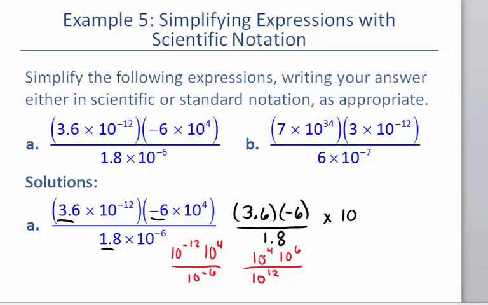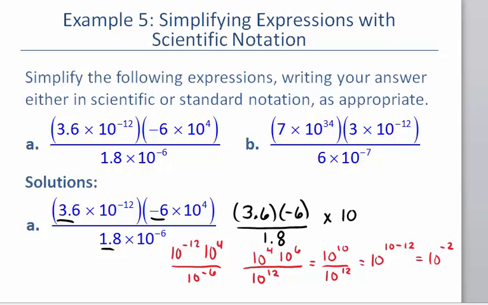Now, for the numerator, we know 10 to the 4th times 10 to the 6th. If the bases are alike, our rule is to add the exponents. So we're going to have 10 to the 6 plus 4 makes 10th over 10 to the 12th. Our rule for exponents here, when we have a fraction, tells us that we need to subtract. So we're going to have 10 to the 10th power minus the 12th power, which would equal 10 to the negative 2.